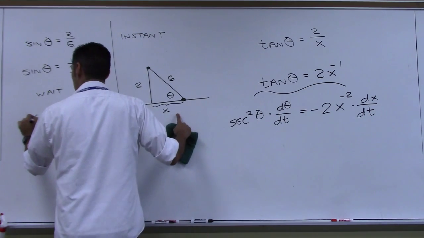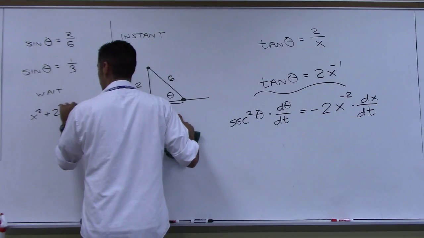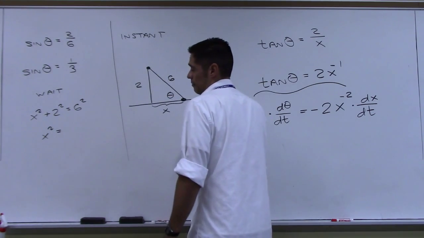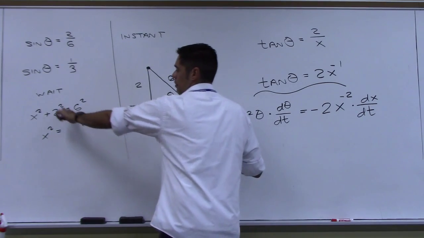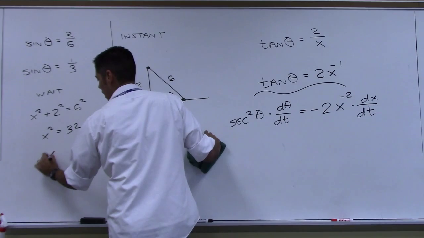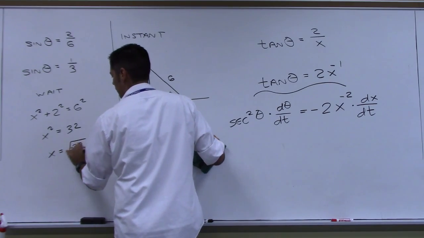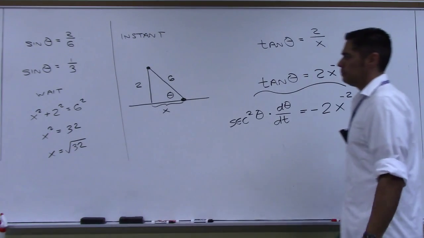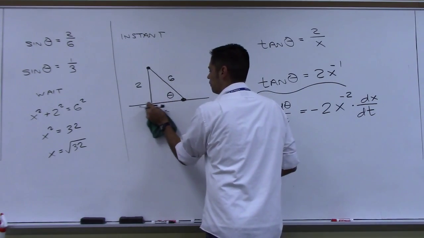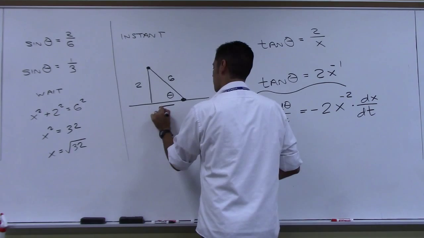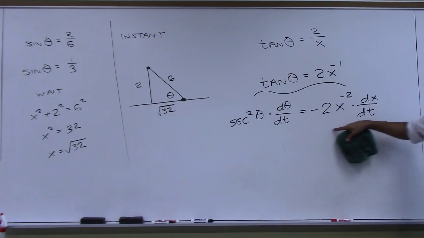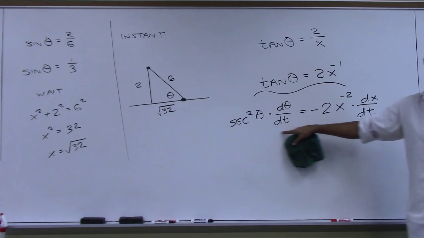Let's get this. This is x squared plus 2 squared must equal 6 squared. So x squared must equal what? 36. Take away 4, so 32. So x is root 32. So this triangle becomes this, root 32. Now let's see if we can actually write this equation out now. I think it'll be a little easier.